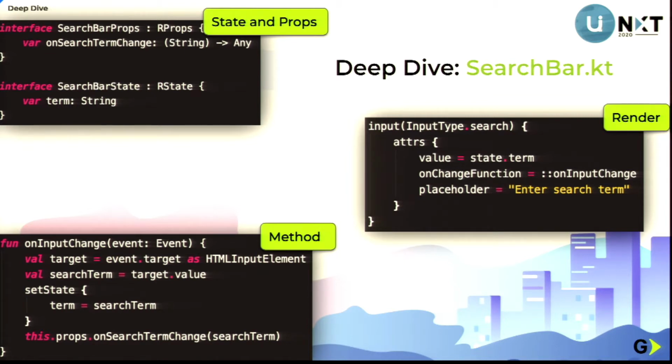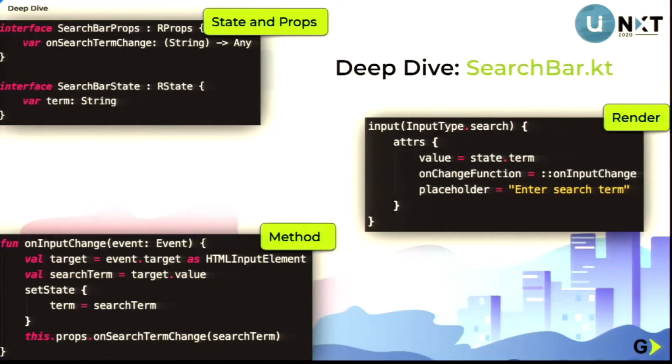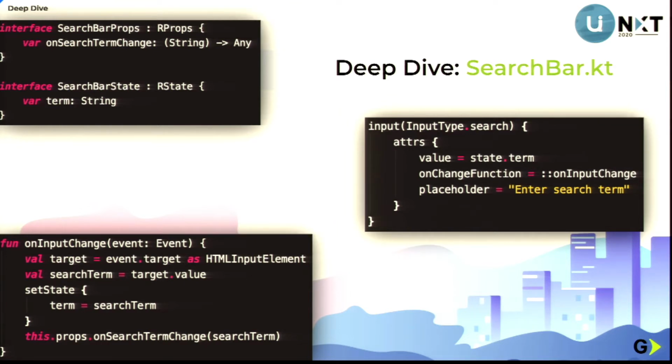So you have state and props, the render method, and the method here. This is something new. So method is basically, we were passing down the function from app.kt, and we are using that function in order to get the response. Okay, so here is our business logic. We are taking the event and setting the state and calling a function which was passed down from the props. And you have a render method, which is nothing but an input. Okay, so it's as simple as that.